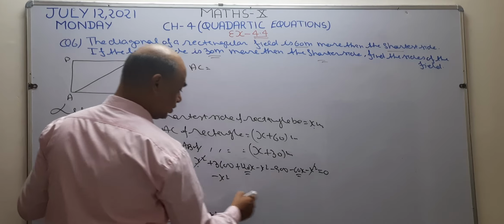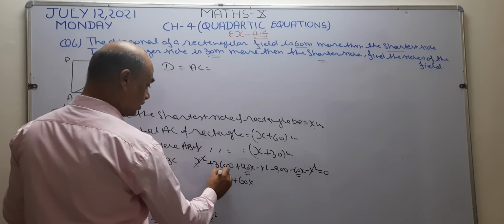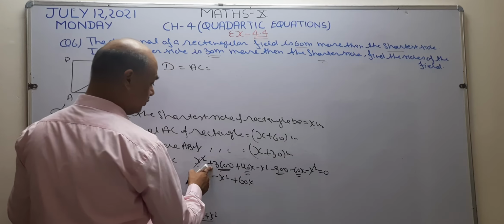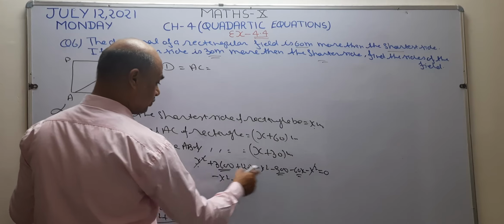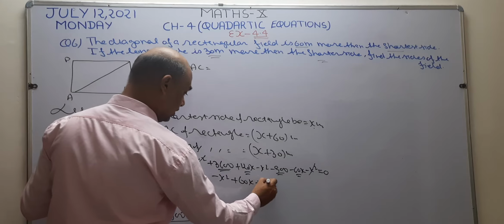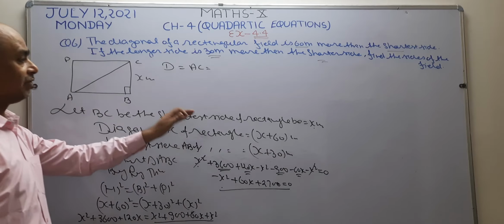120x and 60x. This is positive, this is negative, so this becomes plus 60x. 3600 and this is 900. This is positive and this is negative. Positive plus negative, plus minus minus. So this becomes plus 2700. So this is the required quadratic equation of the given situation.